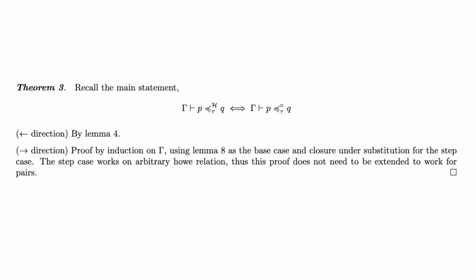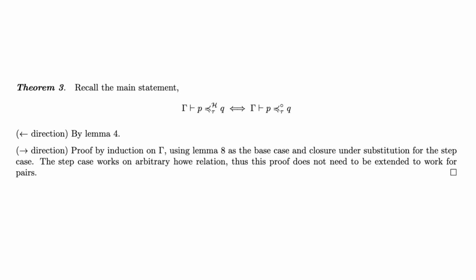Having proven all these properties are satisfied with our extension, we are ready to prove the main result, where gamma entails P is in Howe relation to Q if and only if gamma entails P is in open similarity with Q. Similar to the original paper, right to left is immediate from Lemma 4, and left to right is a proof by induction on gamma, using Lemma 8 for the base case and closure under substitution for the step.